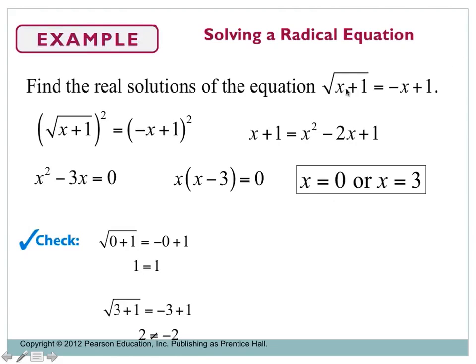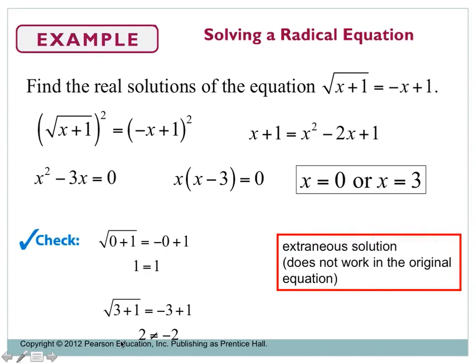And then we want to check 3 as well. So if we plug 3 in, we have square root of 3 plus 1, that gives you square root of 4, which is 2. And then you have negative 3 plus 1, which is negative 2. 2 is not the same thing as negative 2, so that one is extraneous. That one does not work. So your only solution is x equals 0.